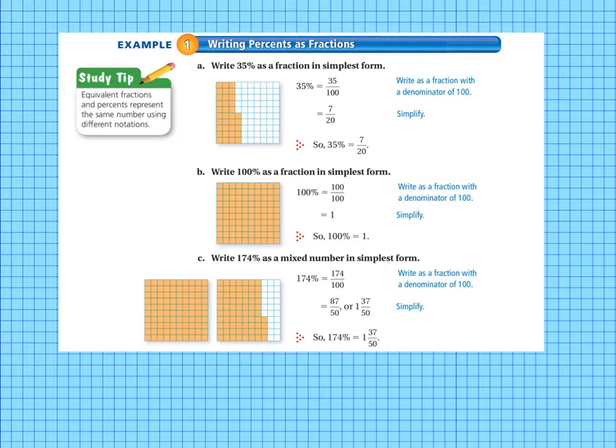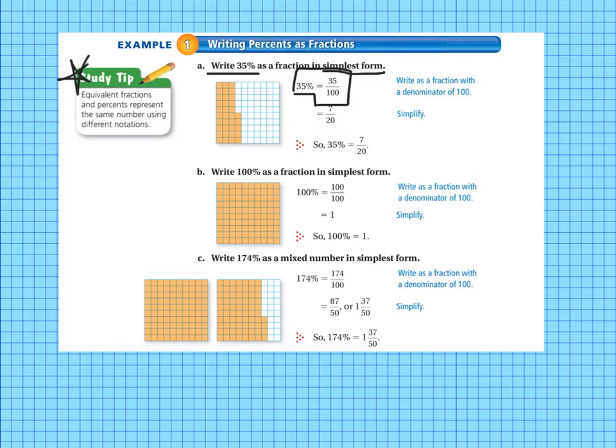Writing percents as fractions. Letter A, write 35% as a fraction in simplest form. So we're going to take a peek at our study tip here to the left. It says equivalent fractions and percents represent the same number using different notations. So what that means is that we aren't changing the value of this, we are simply changing the way it looks. So when we write 35% as a fraction in simplest form, we start with what our key idea just showed us, changing it over to a fraction, which is 35 over 100.